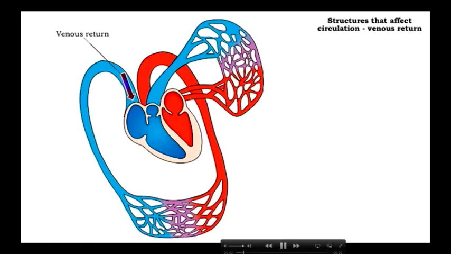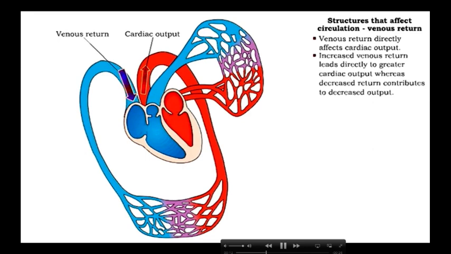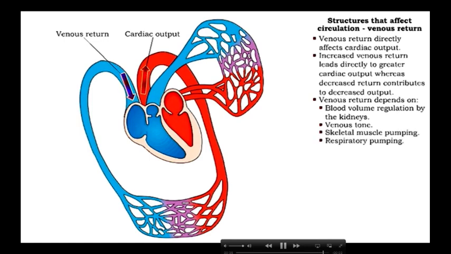Venous return is the volume of blood flowing back to the heart from the systemic veins. Increased venous return through the inferior vena cava and superior vena cava leads directly to greater cardiac output. Decreased return contributes to decreased output. Four factors that increase venous return are blood volume regulation by the kidneys, venous tone, and skeletal muscle and respiratory pumping.